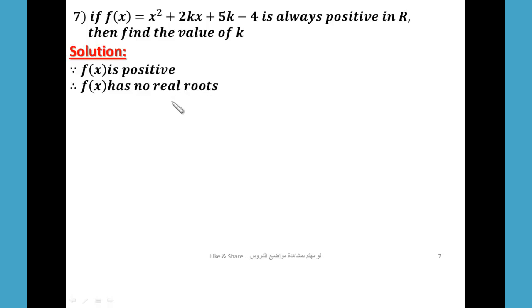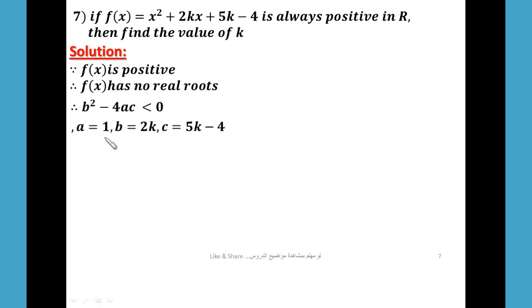What does that mean? When you draw the curve of the function f of x, it will not intersect the x-axis at any point, and it will be drawn above the x-axis. That means the curve will not intersect the x-axis, so it's always positive. So this function has no real roots. That means b squared minus 4ac is less than 0.